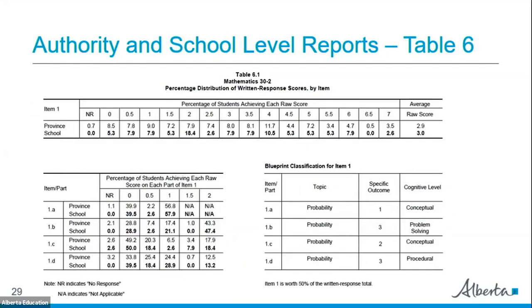And here's an example for Math 30-2. Item 1, so it's written response 1. Raw score total is out of 7. There are 4 parts, and again, part A is always out of 1 mark, so that's why you'll see the not applicable there in the table. And then the blueprint for each part in terms of topic, specific outcome, and cognitive level.